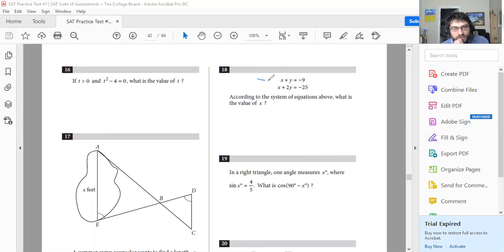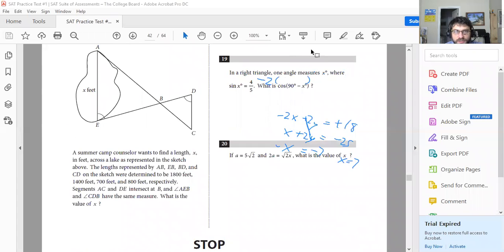Alternately, if you wanted to solve directly for x, you could have multiplied the first equation by negative 2. Negative 2x minus 2y equals positive 18. x plus 2y equals negative 25. Negative x equals negative 7. So x equals positive 7. And again, you wouldn't have a negative answer here. So if you did have a negative answer for x, you would know it's wrong.